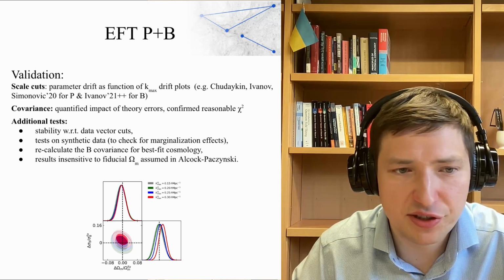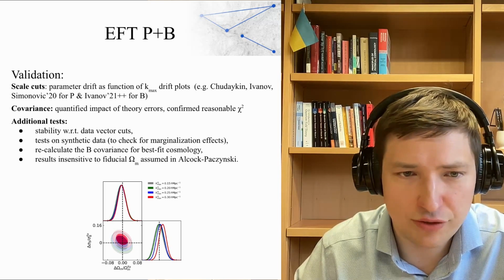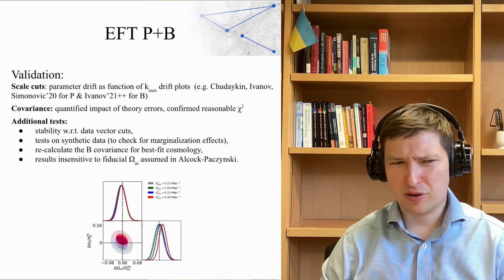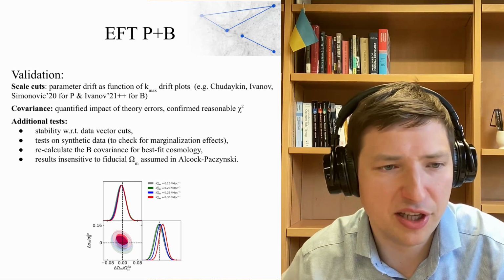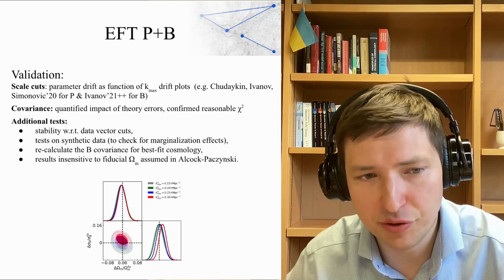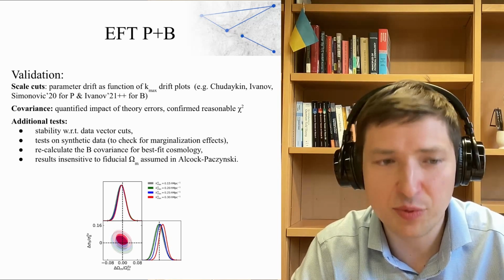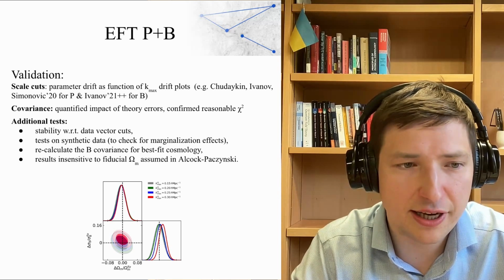We also did some tests on synthetic data to check for the marginalization effects. We varied the covariance for the bispectrum. It's a little bit of a technical point because for the bispectrum covariance, you need the full theory model, so it will change as you change the best fit cosmology. So we also tested that.